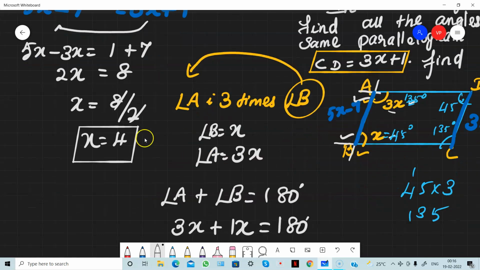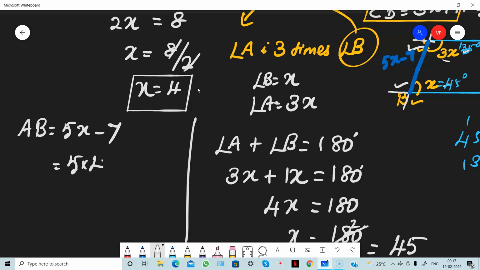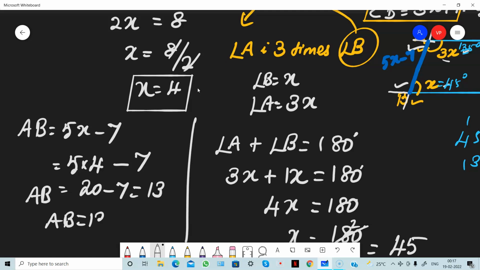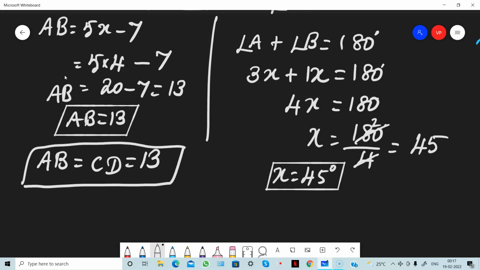So now we are going to find the value of AB. See, look at this. AB is equal to 5x minus 7. See, so 5, what is x? It is 4, minus 7. So this is 20 minus 7, we get 13. So AB is equal to 13. You understand, students? Yes, we found AB is equal to 13. So what about CD? That is also 13 because both are equal, right? So how simple this problem is, because it is a parallelogram, right?